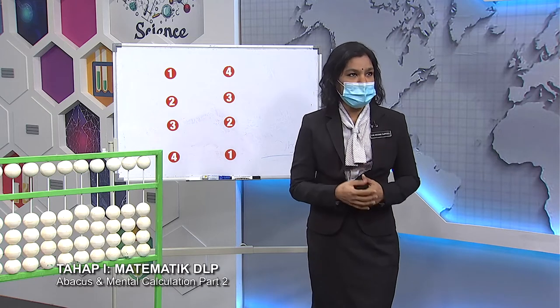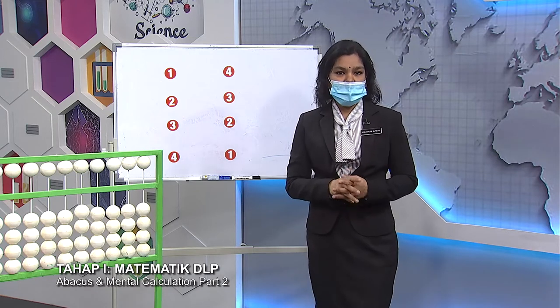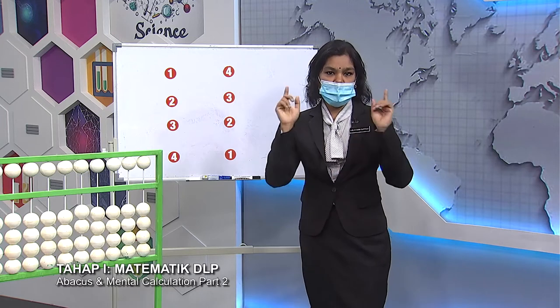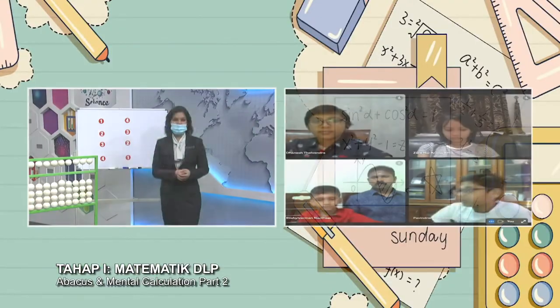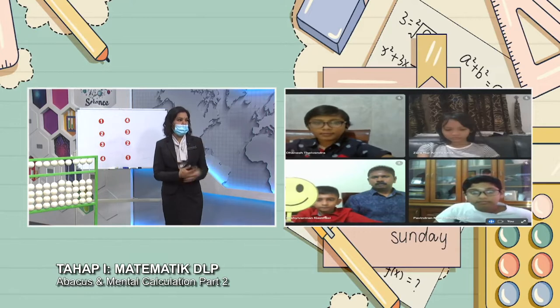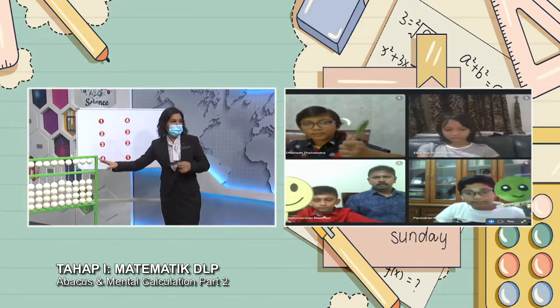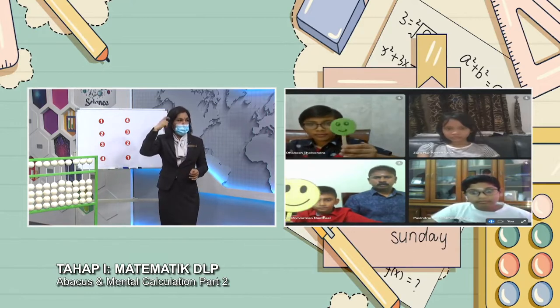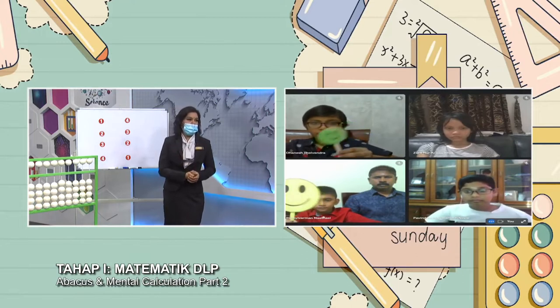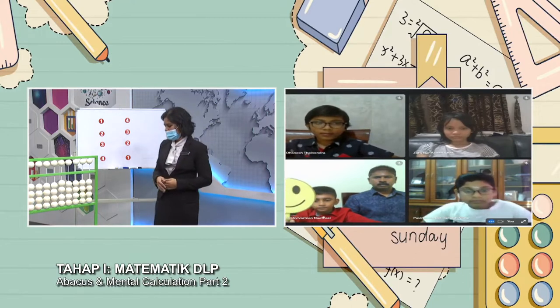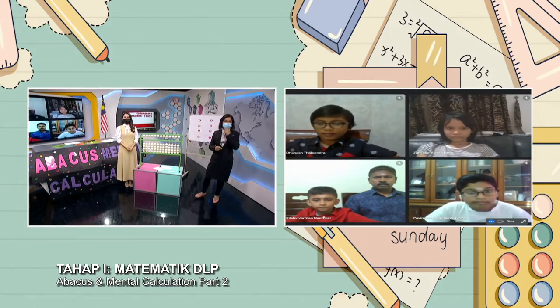Now let me try some mental calculation on the abacus. Are you ready? I'm ready. Shafika is ready as well. Kids out there, are you ready? Use your abacus, use your brain and visualize the numbers. I start with one digit. 4 plus 2.